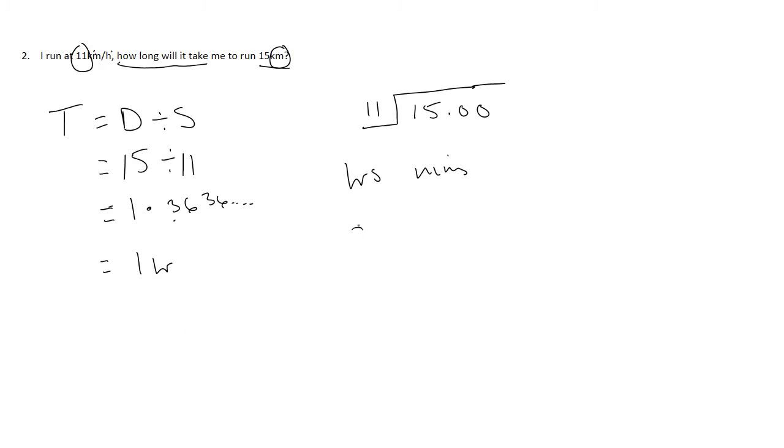But to change the decimal part, so that's 0.3636, if I'm going to write that decimal part in minutes, I need to multiply it by 60. So that is going to give me 21.81, which I'm just going to write to 22 minutes. So it's going to be 1 hour and 22 minutes.